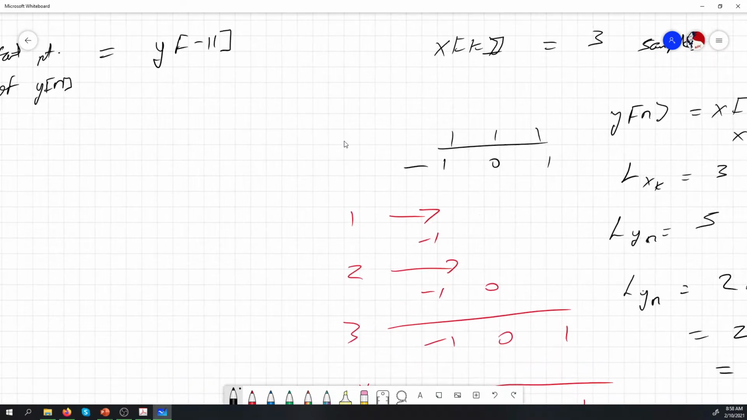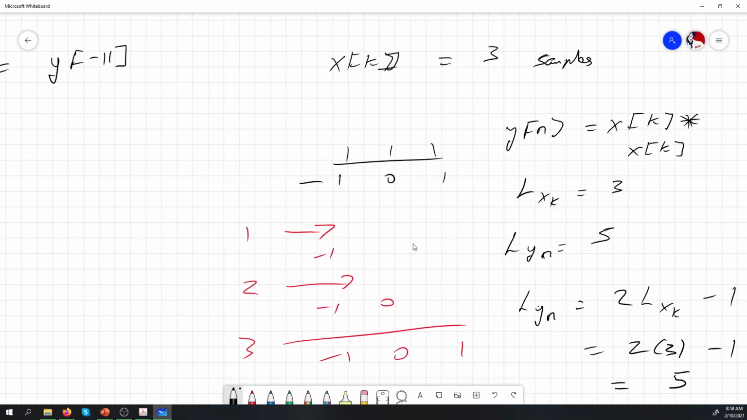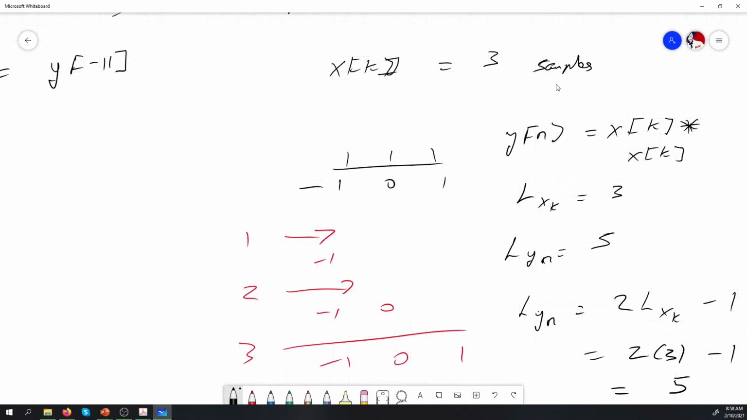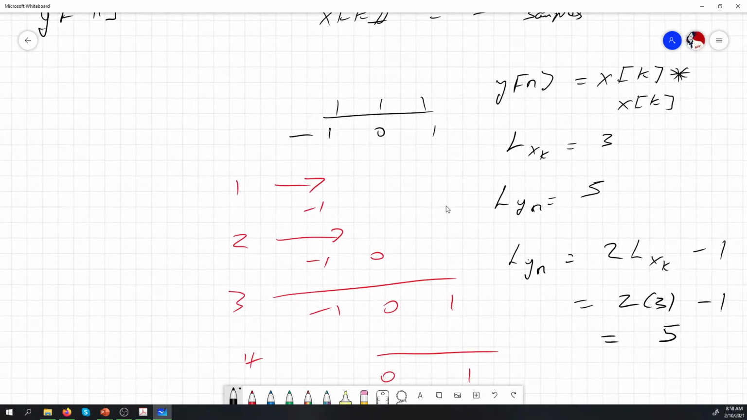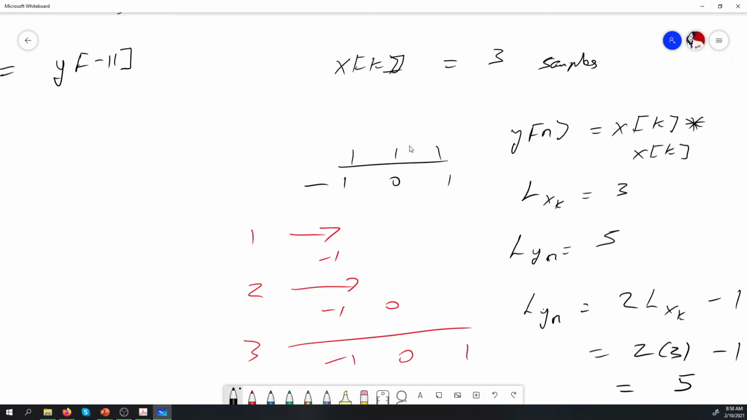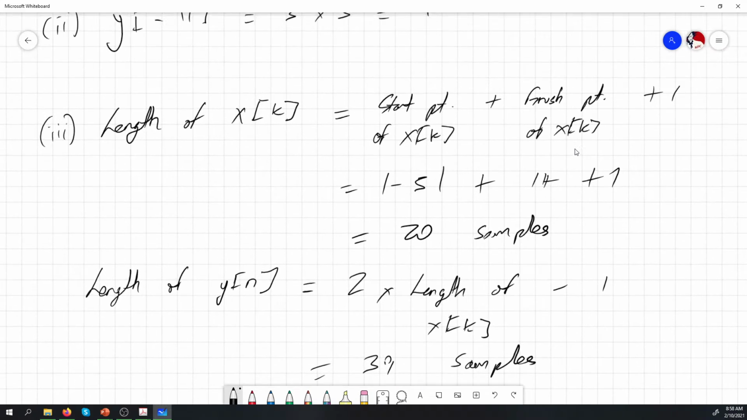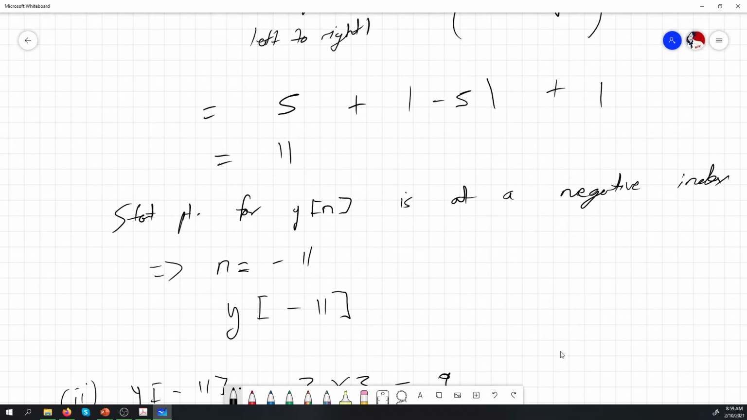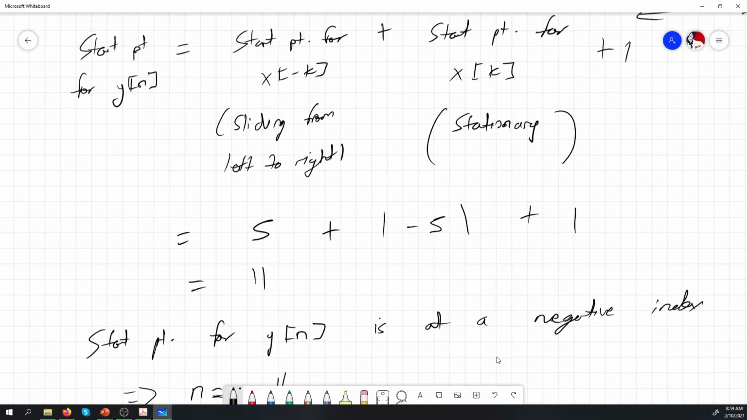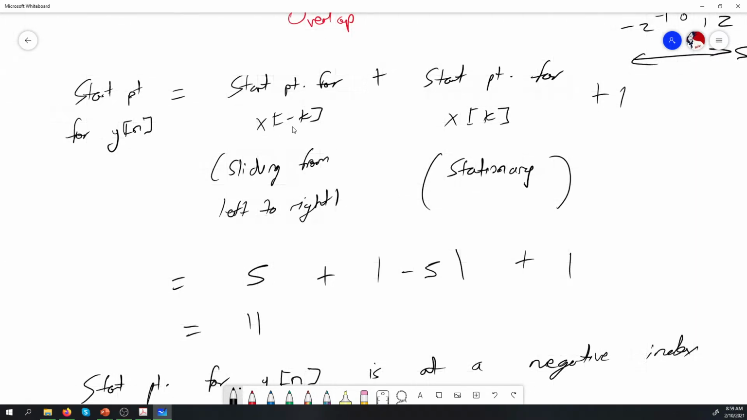So let's go back to our general example here, right? Where we had our x of k here being 3 samples. So if x of k here was 3 samples, and we calculate our start point here, such that we know x of k here, for calculating the start point, the equation for that would have been start point for x of minus k plus the start point for x of k plus 1.